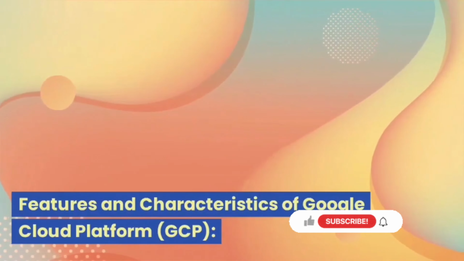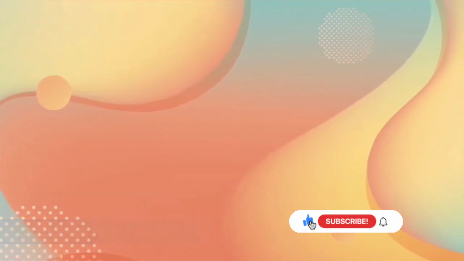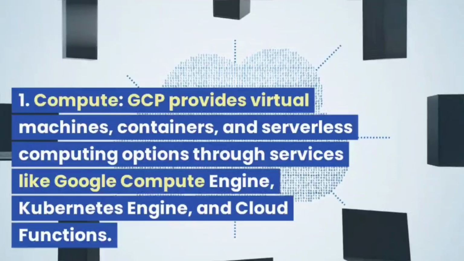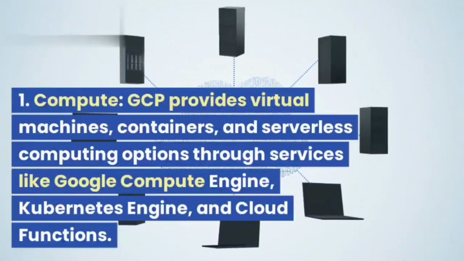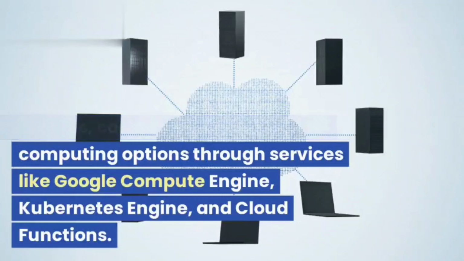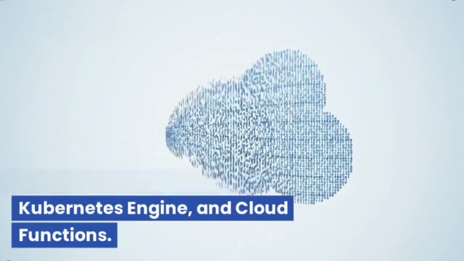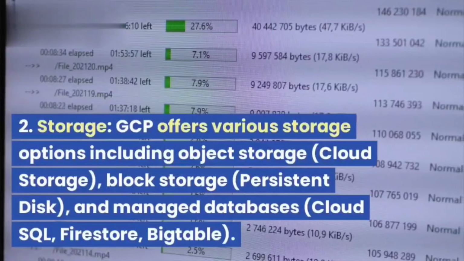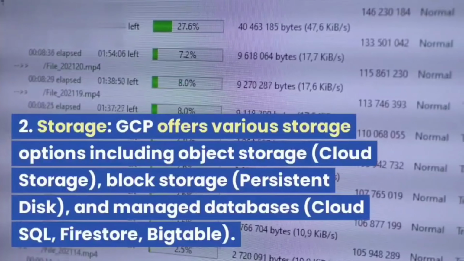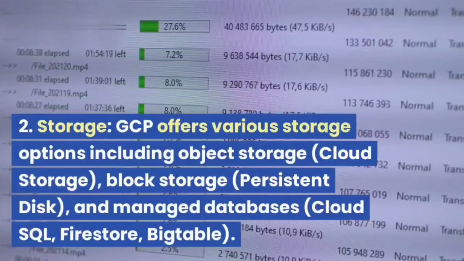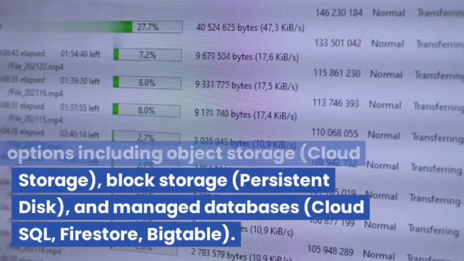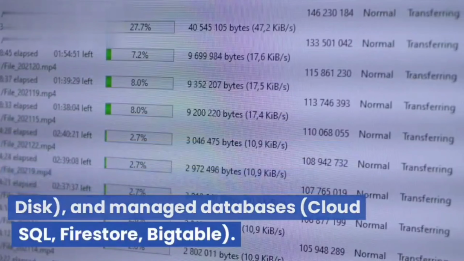Features and characteristics of Google Cloud Platform, GCP. 1. Compute. GCP provides virtual machines, containers, and serverless computing options through services like Google Compute Engine, Kubernetes Engine, and Cloud Functions. 2. Storage. GCP offers various storage options including object storage, Cloud Storage, block storage, persistent disk, and managed databases, Cloud SQL, Filestore, and Bigtable.